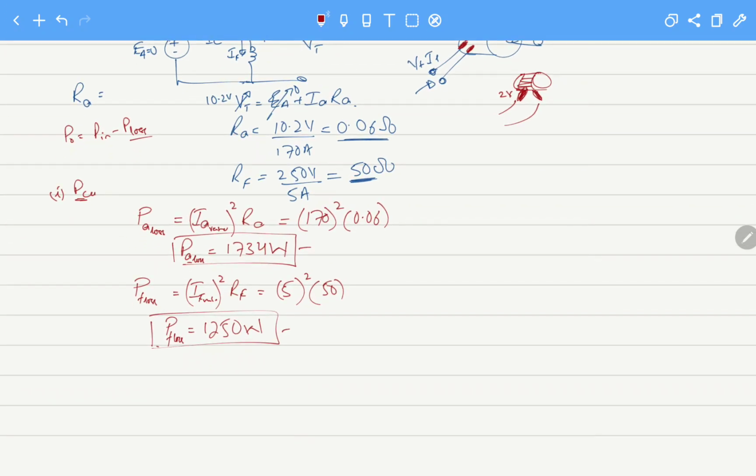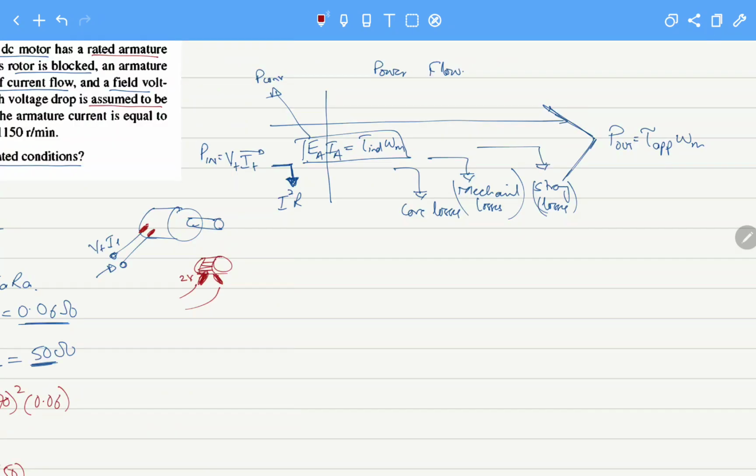So we can calculate the brush drop as the voltage drop times the rated current that is flowing through the brushes and going to the armature, and this voltage drop is 2 volts. So the power that is lost over the brushes is 340 watts. So we have calculated the I square R losses.